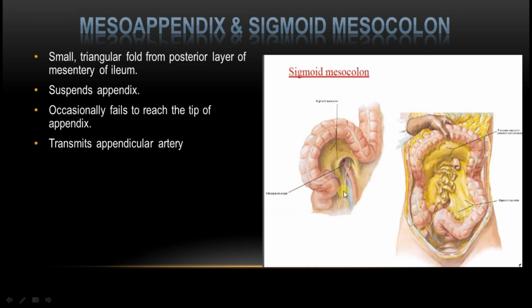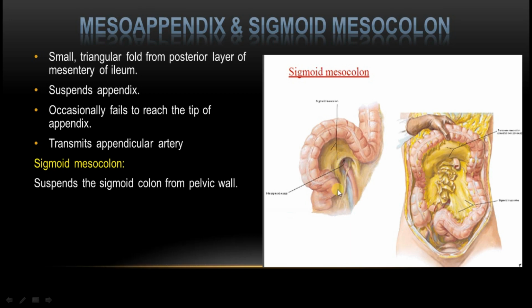Then here the sigmoid colon has its own peritoneal covering, which is called the sigmoid mesocolon. It is V-shaped. The apex of the V is attached near the bifurcation of the left common iliac artery. Then it has two limbs, the right limb and the left limb, through which it suspends the sigmoid colon from the pelvic wall, that is, the posterior or the lateral pelvic wall.